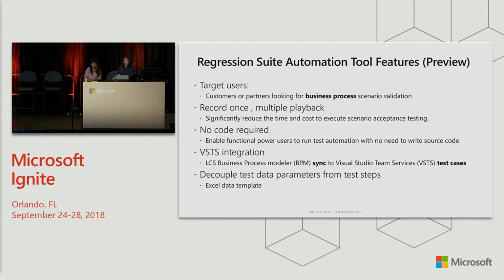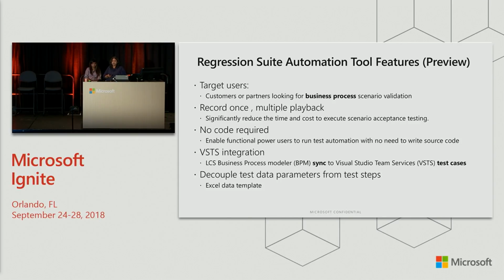It is integrated with VSTS, so with BPM, you can essentially enumerate your test cases. You can sync it with VSTS for tracking, and then you can also analyze your results in VSTS. One of the features that is part of this test suite tool is that you can have data parameters that are set up through Excel. So you can configure every time what your parameters have to be, and you can rerun the same test case. If you don't want to create the same customer every time, you just edit this Excel spreadsheet and rerun it.